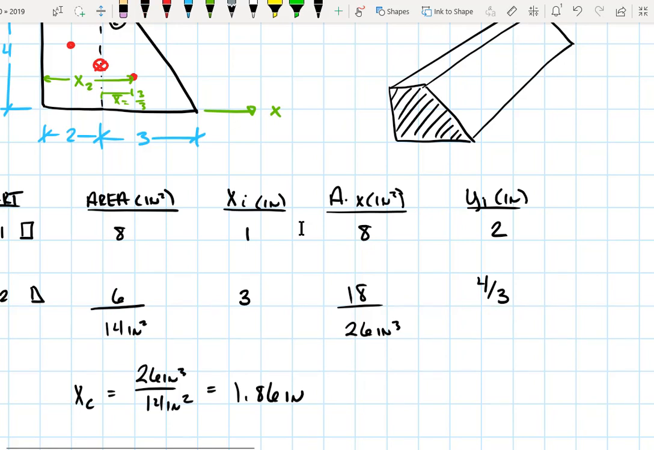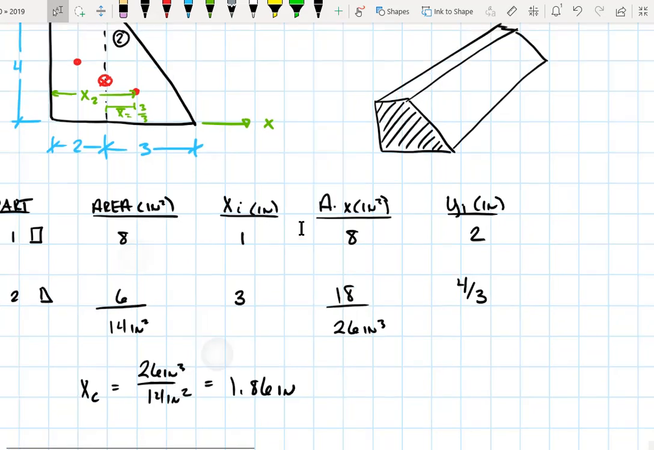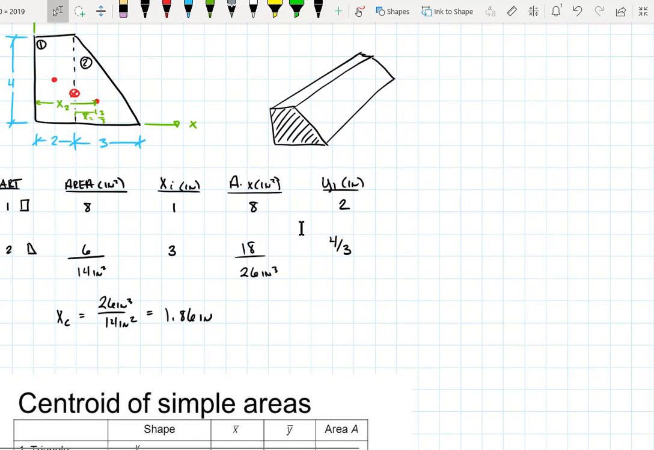Oh, that's not what I want to add. No. I want to now multiply A times y, and A is area. y for part 1 is 2, so 16. 6 times 4/3 for part 2 is 8. So I've got 16 plus 8 is 24. Y sub c is that 24 inches cubed.